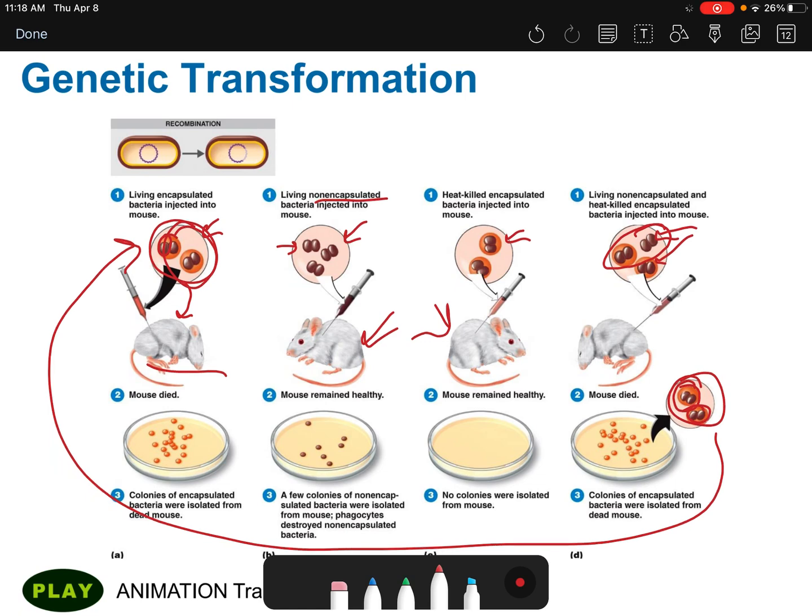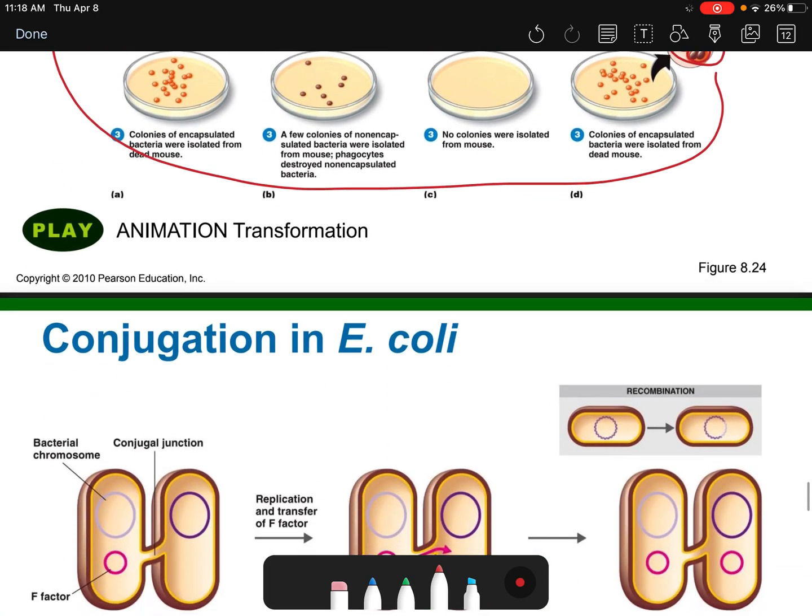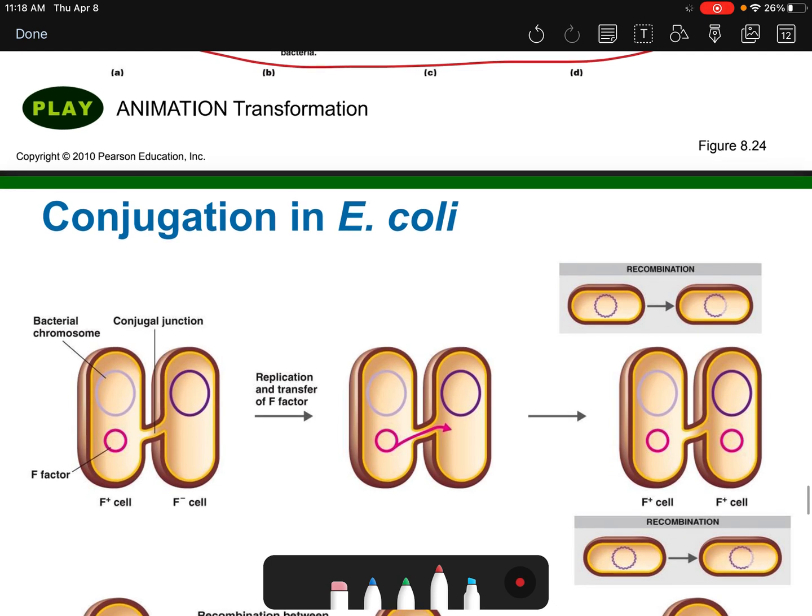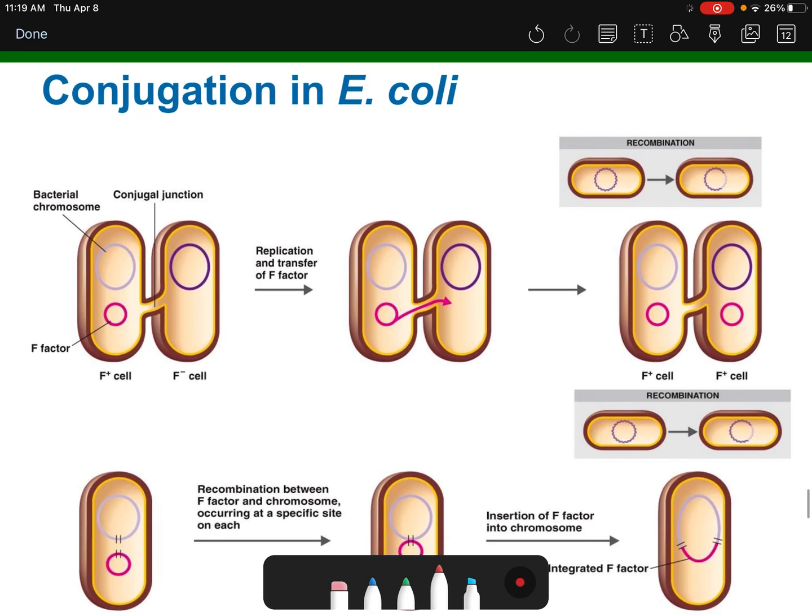So bacterial transformation is the ability of bacteria to pick up donor DNA from their surroundings, take it in through their pilus, and then those genes become part of the bacterial chromosome, and thus now they have those new characteristics.